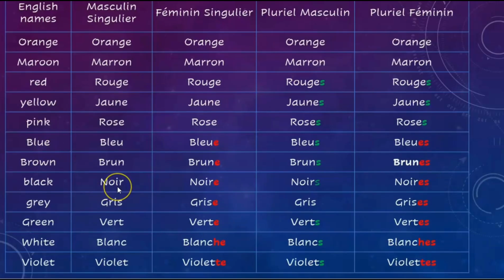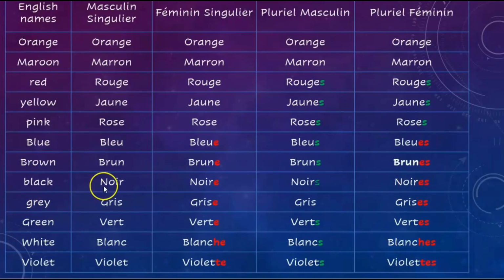Now we move to black color. Black is called as noir. Masculine singular is noir. Feminine singular is noire. We add E here to make it feminine singular. To make masculine plural, we add S, noirs. Pronunciation stays the same, noir. And to make feminine plural, we add ES, noires. And pronunciation is noir.